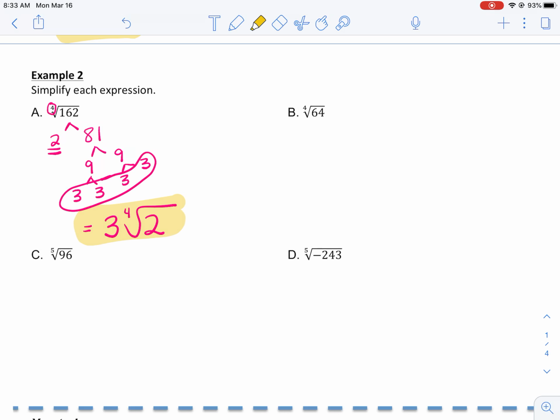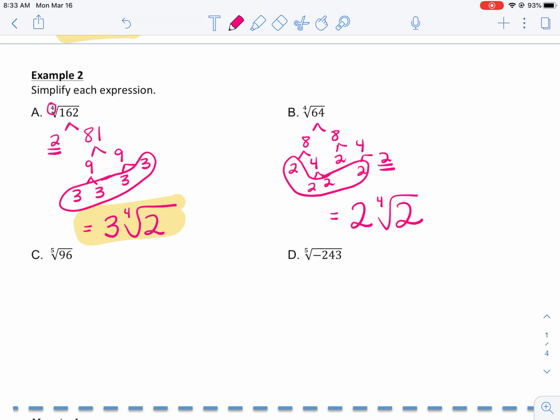Okay, so again, the importance of that index tells you what you need in order to take a number out. So for 64, we can use 8 and 8, 2 and 4, and then we have 2 and 2, 2 and 2. So we need 4 of a kind, so we've got 4 of a kind right here. We're going to take the 2 out, and then we're left with a 2, so we put the 4th root of 2.